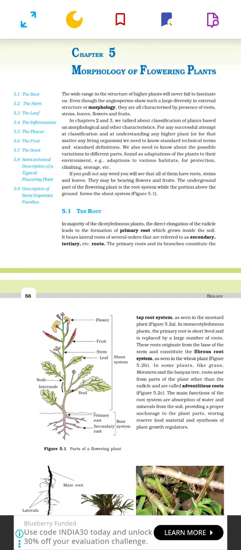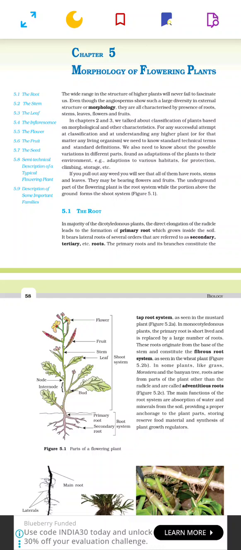In figure 5.1, parts of the flowering plant are shown. The underground part of the plant constitutes the primary root and secondary roots, which is the root system, and above the ground there is a bud, which is the axillary bud. There is a node from where axillary buds arise. The space between two nodes is called the internode.